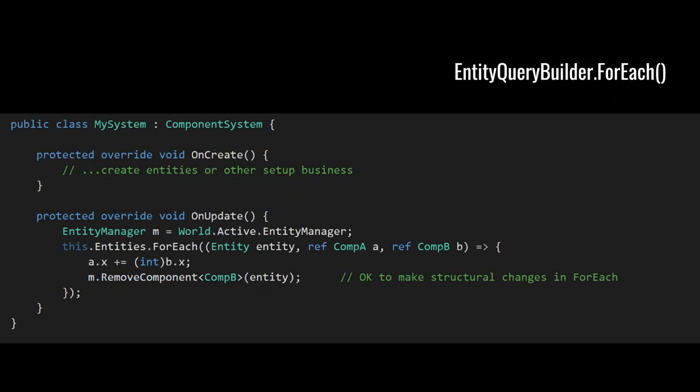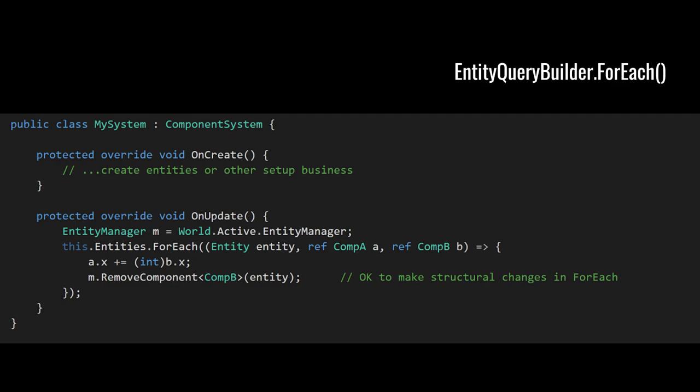An EntityQueryBuilder provides a more convenient way to iterate over components of a matching archetype. Every system has an EntityQueryBuilder field named Entities, and when we call its ForEach method, we pass in a lambda. Using introspection of the lambda parameters, ForEach builds an entity query and calls the lambda function once for each entity of the matching chunks.